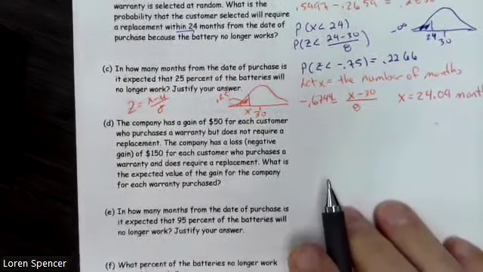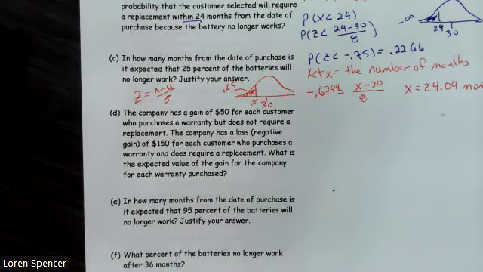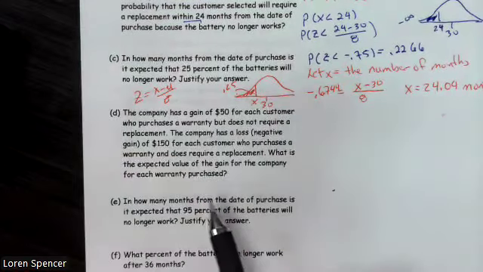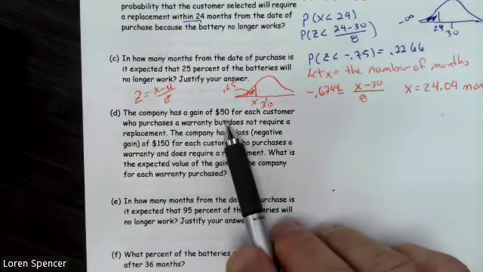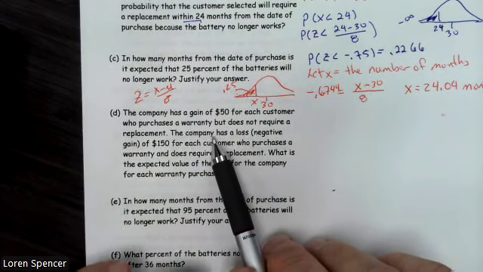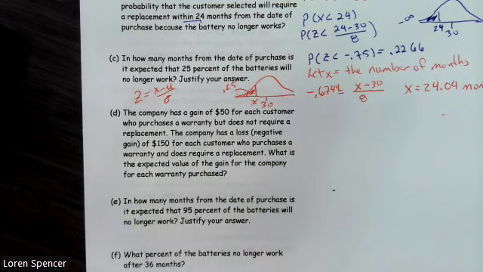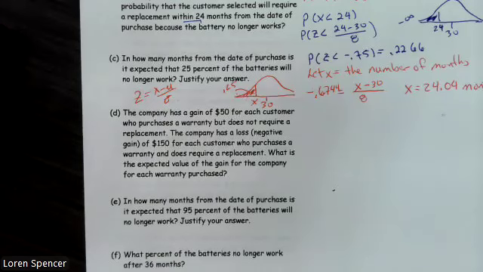All right, D. The company has a gain of $50 for each customer who purchased a warranty but does not require replacement. So if it lasts more than 24 months, we don't have to worry about it. They're going to make 50 bucks because that's what they're selling it for. The company has a loss, a negative gain of $150, for each customer who had purchased a warranty and does require a replacement.